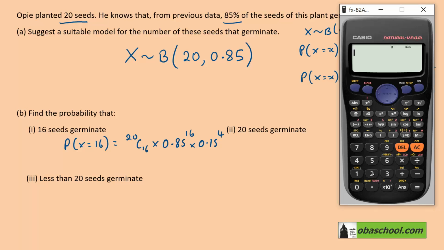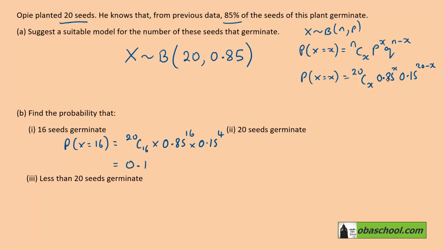So it's going to be 20 C 16 times 0.85 to the power 16 times 0.15 to the power 4. And that's 0.1821, correct to 4 decimal places.